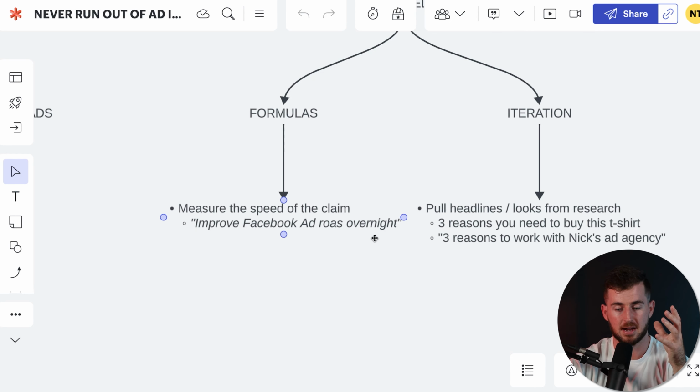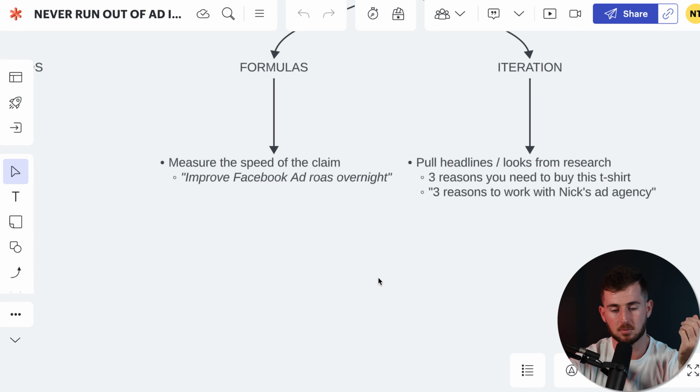Improve Facebook ad ROAS overnight. Improve Facebook ad ROAS in 30 days. Skyrocket your Facebook ad ROAS in less than 60 minutes. 60 seconds to better Facebook ad ROAS. Again, I'm just throwing ideas off the top of my head. That's not even a minute, and look how many headlines I wrote. Imagine what you could do in 30 minutes.